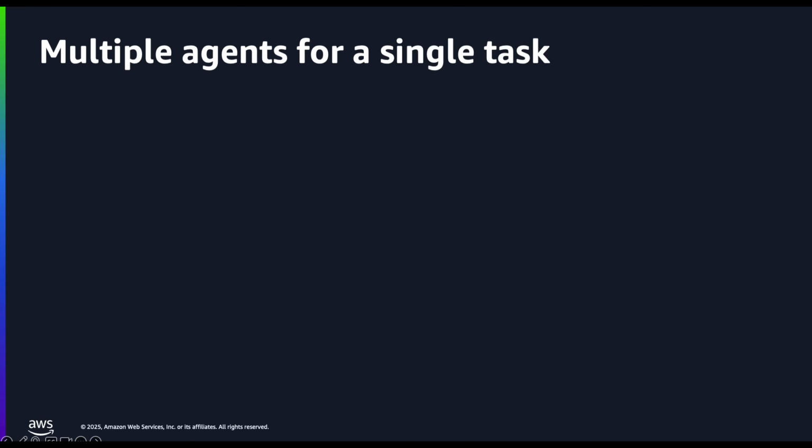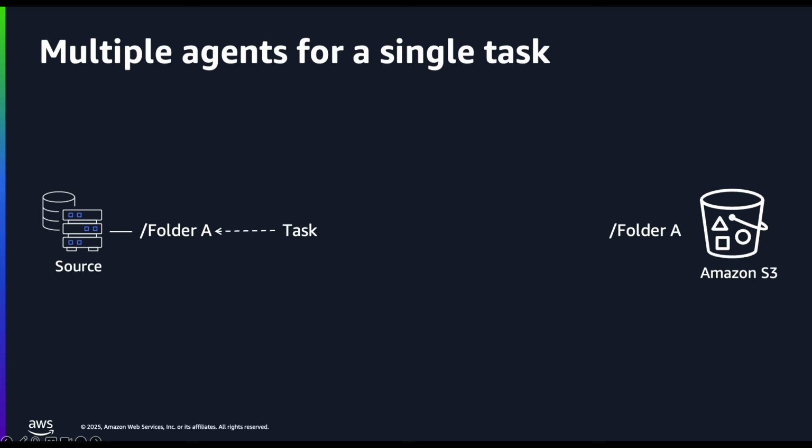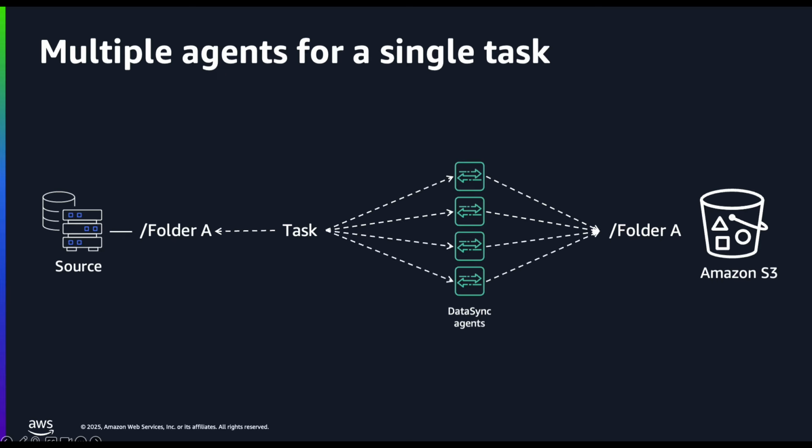The second approach to scaling performance is to use multiple DataSync agents for a single task. This approach is recommended if the source data cannot be partitioned into folders and the dataset consists of millions of small files. In this case, you can configure a source location to use multiple agents per task. This approach provides additional parallelization that can result in increased file throughput.